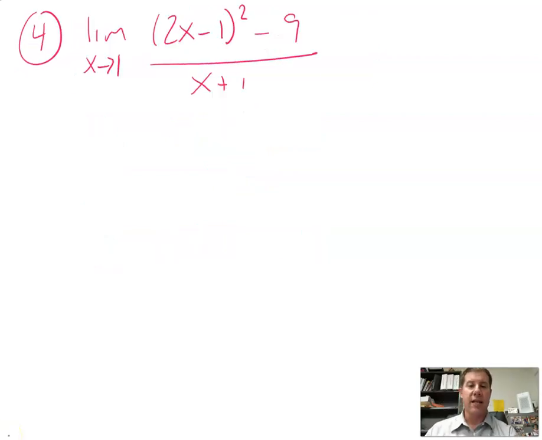Okay, here's our next one. The limit as x approaches 1 of 2x minus 1 quantity squared minus 9 over x plus 1. Again, whenever I get this, first thing, try direct substitution. In this case, I'm going to get, if I plug in 1, I get 2 minus 1 is 1 squared minus 9.